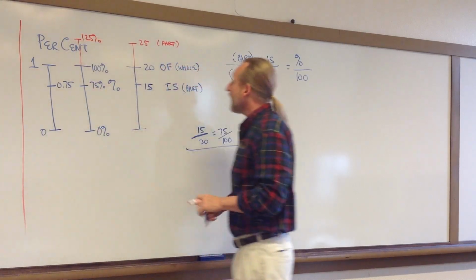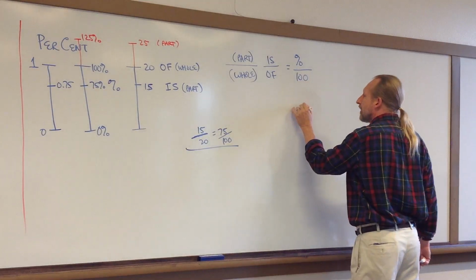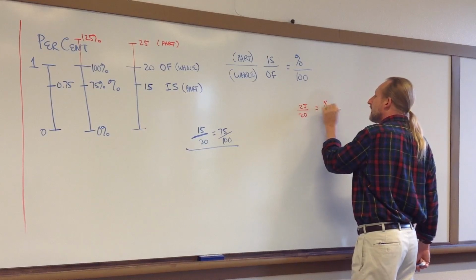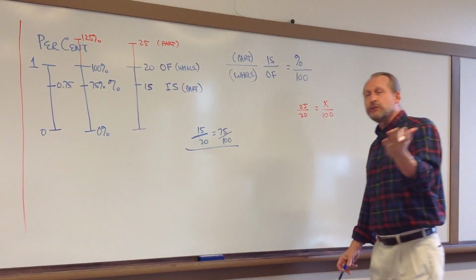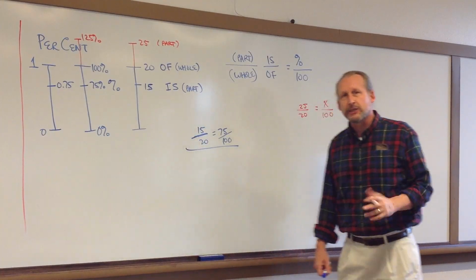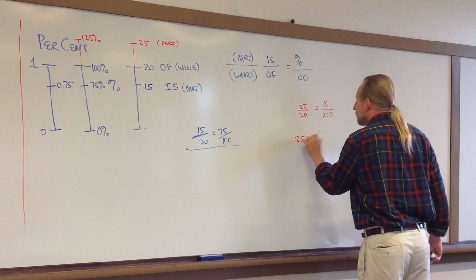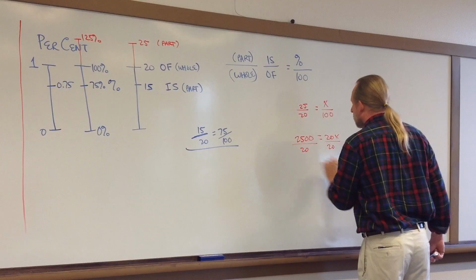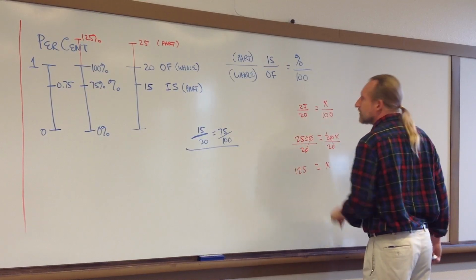We can go ahead and set that up as a problem. Let's make that the first example problem. 25 out of 20 is x out of 100. We're going to solve this using the same cross multiplication that we talked about with proportions. So 25 times 100 is 2500, equal to 20x. Divide on both sides by 20, and there's our 125%.